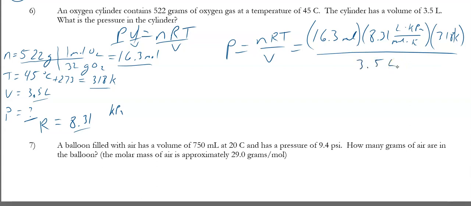Let's check our units here. I have moles here and I have moles here, so those cancel. I have liters here and liters here, those cancel. I have Kelvin here and Kelvin here. I'm left with my pressure units of kilopascals, so whenever I get my answer, my units are going to be in kilopascals. Let's go ahead and calculate that. So our pressure would be 12,306 kilopascals.